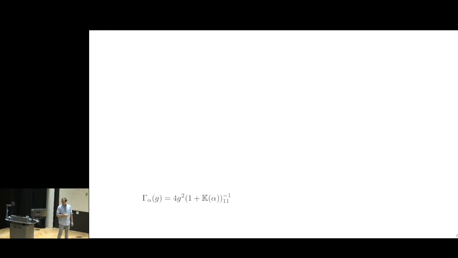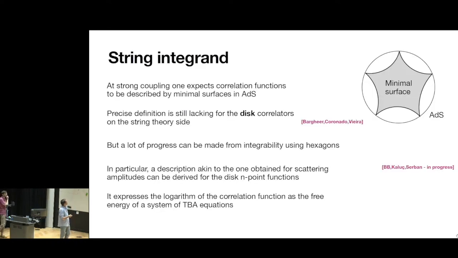Anyway, let's keep going. There is a string integrand, which is based on some potential minimal surface description that we are still looking for. We don't know how to characterize it for a string theorist, like tell him or her what they should be computing to get the result.